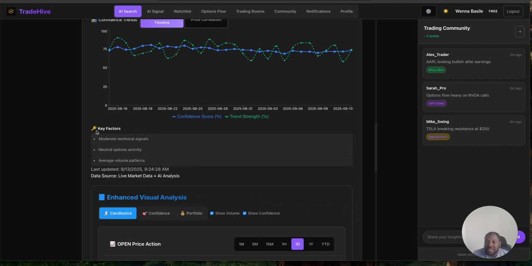And this one is a key factors section, right? So what is moving this stock? Moderate technical signals, neutral options activities, average volume pattern. I already told you that this stock may not be a good optionable stock. Maybe that's why, right? Maybe there's not a lot of options open for this stock.